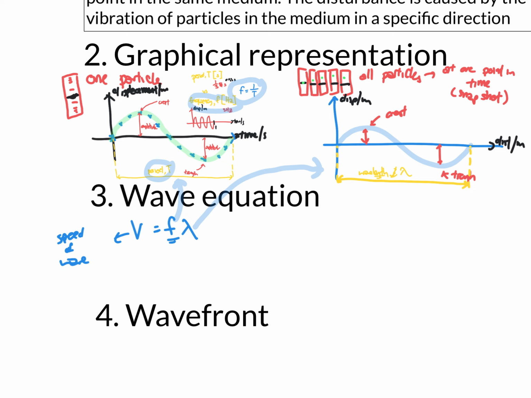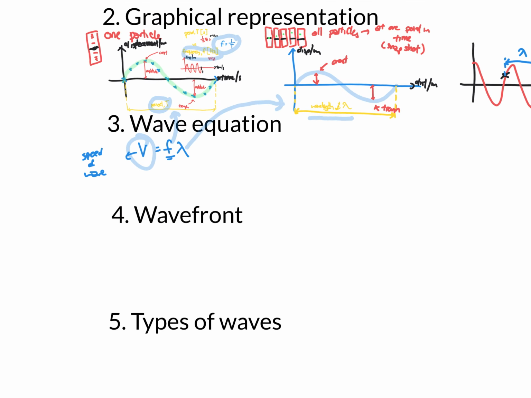Sometimes this wavelength could be in cm, sometimes it could be in meters. Just change your units accordingly. So this might be meters per second squared, meters per second, or it could be cm per second. What's a wavefront? Number 4.